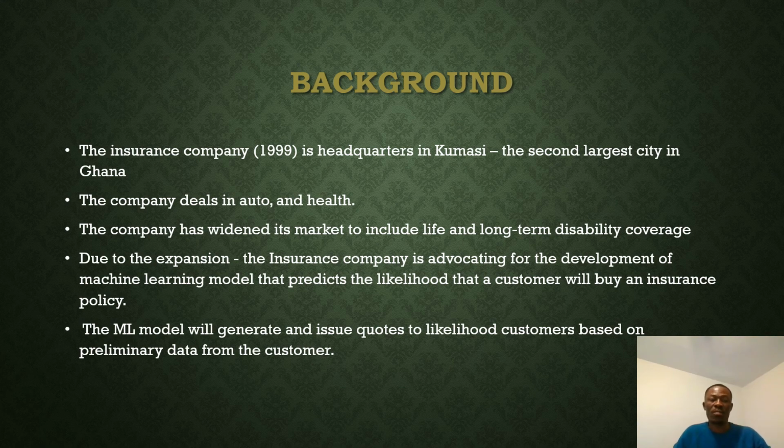a new model that can help predict the likelihood that a customer will buy an insurance policy. This is important because amid the coronavirus, customers are unable to visit the premises, and so the company is reducing in terms of customer capacity or customer base. The machine model will generate and issue code to likely customers, or customers who are likely to buy the insurance policy.